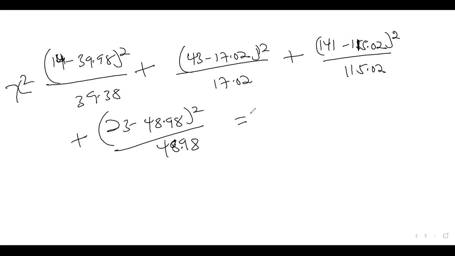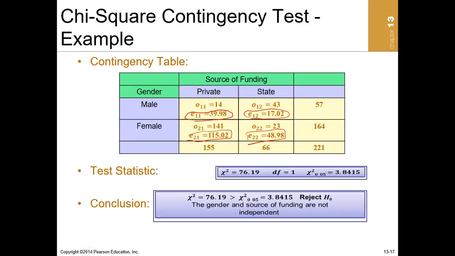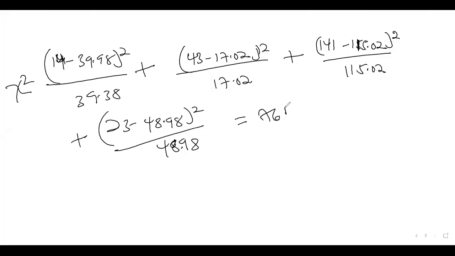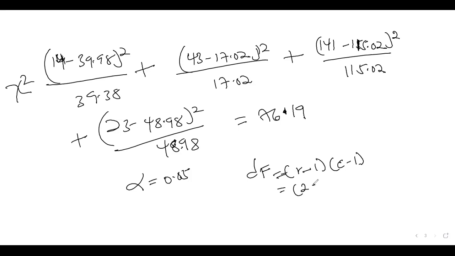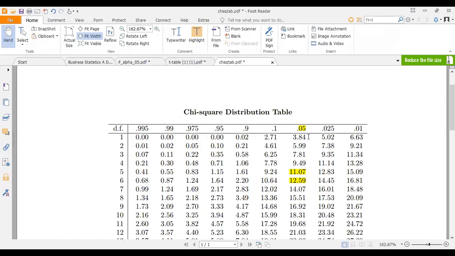When you add up, you are going to get a computed chi-square of 76.19. But we are testing at an alpha of 0.05. Remember, the degree of freedom is the number of rows minus one times the number of columns minus one. In this instance we have two rows and two columns, so one times one is one. So I read 0.05 at a degree of freedom of one to get the critical chi-square, which is 3.84.